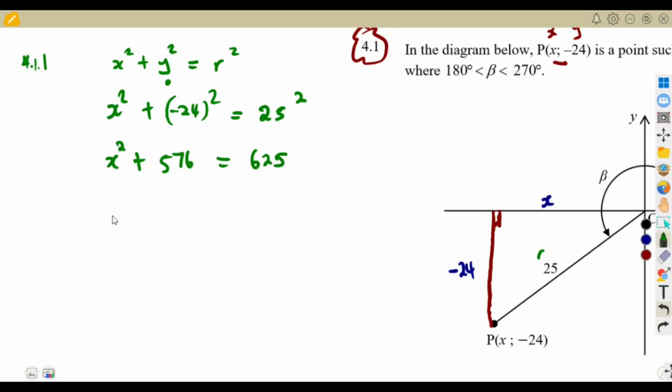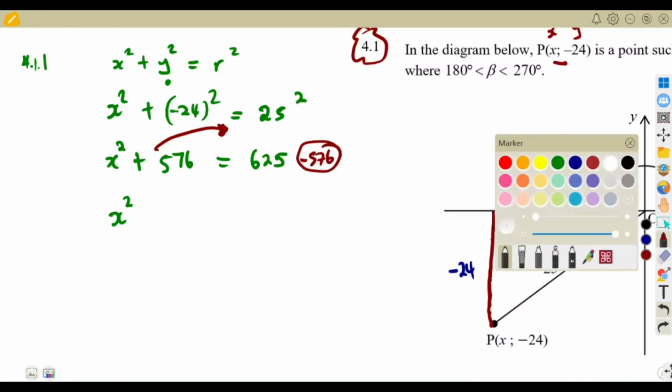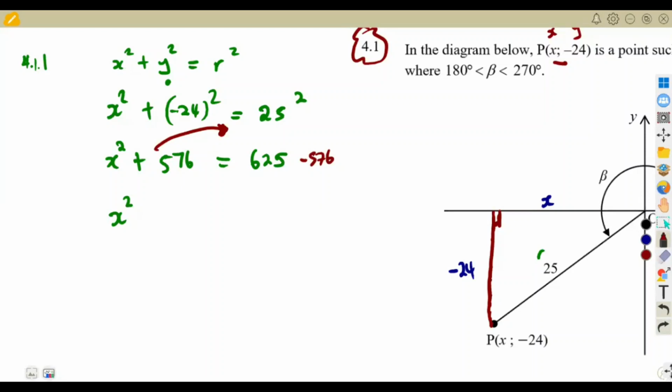To find the value of x, we're going to have x squared, transpose the positive 576 to the other side. It was a positive. So the moment a number jumps the equal sign, what happens? It carries a negative. So if it was a positive, it is going to change its sign to a negative. So that means we are going to subtract 576 on this side. That's the idea. So what are we going to obtain? If we subtract 576, we are going to obtain 49.